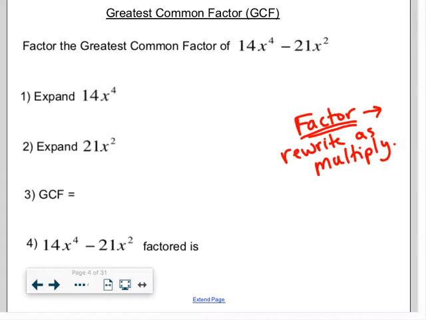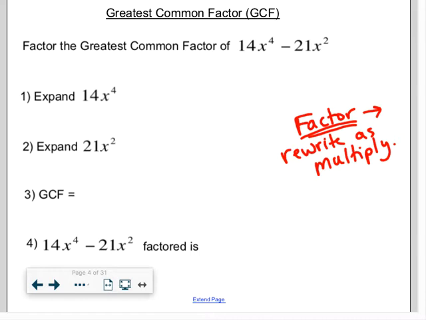So, this one says we want to factor. Now, factor means rewrite as multiplication. I did not say find the GCF in the original directions, okay? And I need you to make sure you're really leaning in and listening. If it says find the GCF, I only want the GCF. But if it says factor with the GCF, factor means write it as multiplication. And I have that here. Factor means rewrite as multiplication.